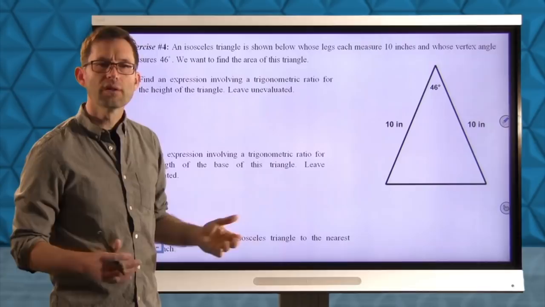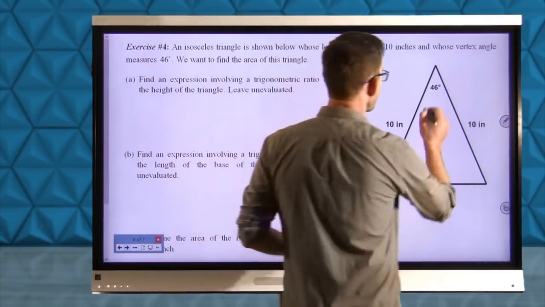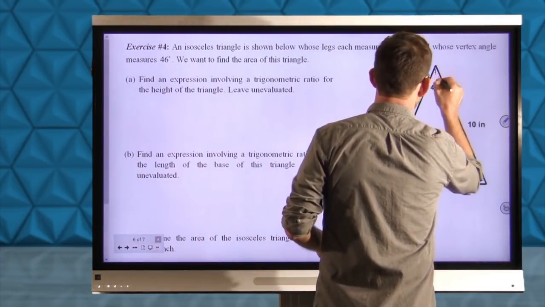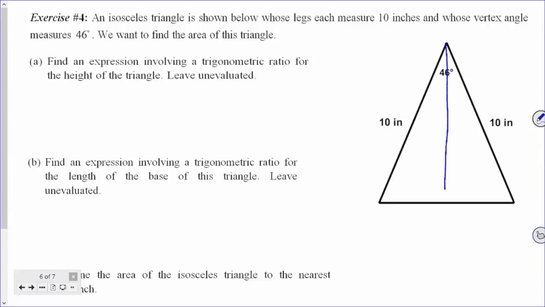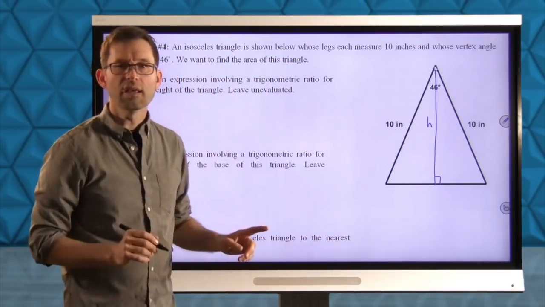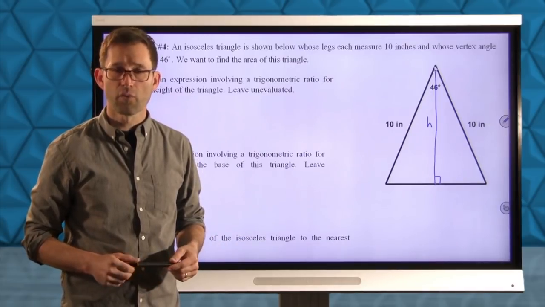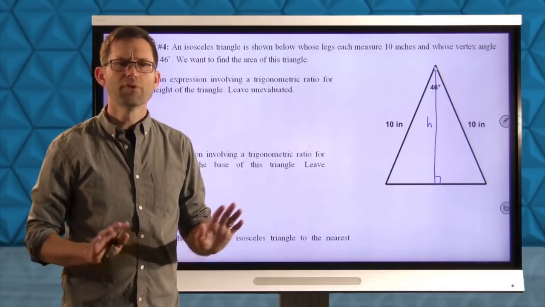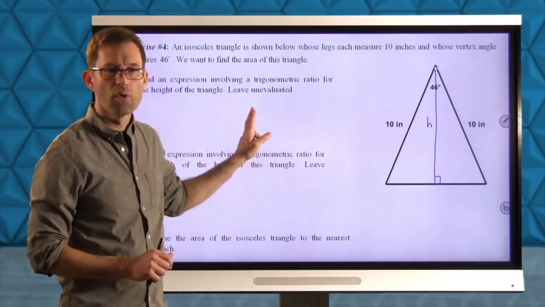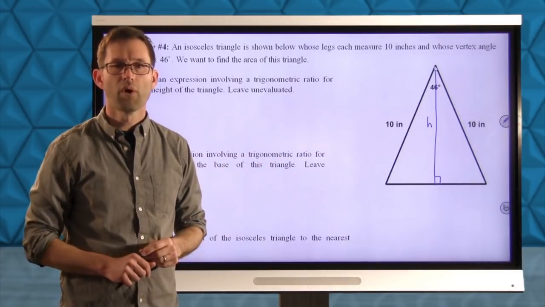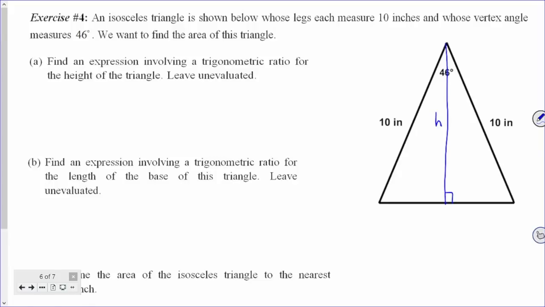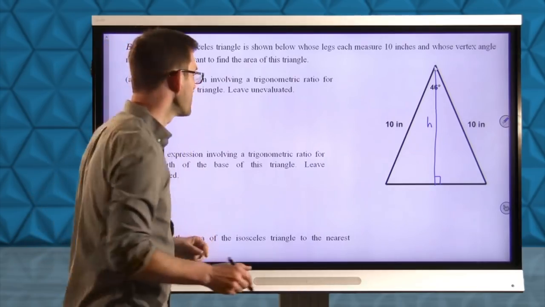All right, let's draw a picture. And by drawing a picture, I mean let's draw a line. All right, I need to figure out what this height is. Okay, see if you can come up with an expression for the height that involves a trigonometric ratio. All right, but don't worry about evaluating it. That's the whole leave unevaluated. Go ahead and pause the video now. All right, well, let's take a look.